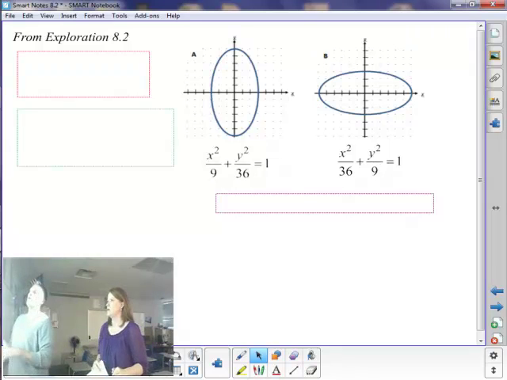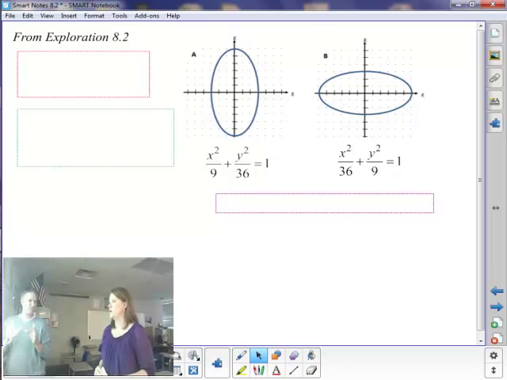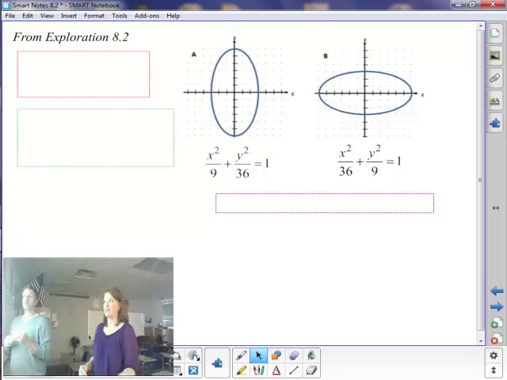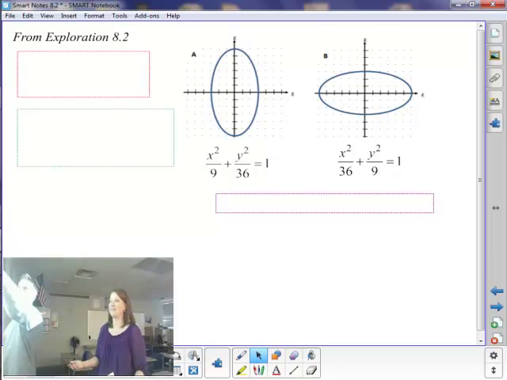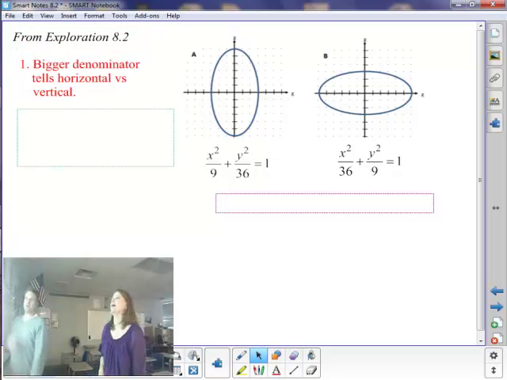What about that as applied to the equations? Do you notice any type of relationship? The only numbers I see are a 36 and a 9, and I know 36 is bigger than 9. The 36 is under the Y. Does that have something to do with it? Y typically represents our vertical, our up and down axis. So since the 36 is under the Y, A is vertical. If the 36 is under the X, then it's horizontal.